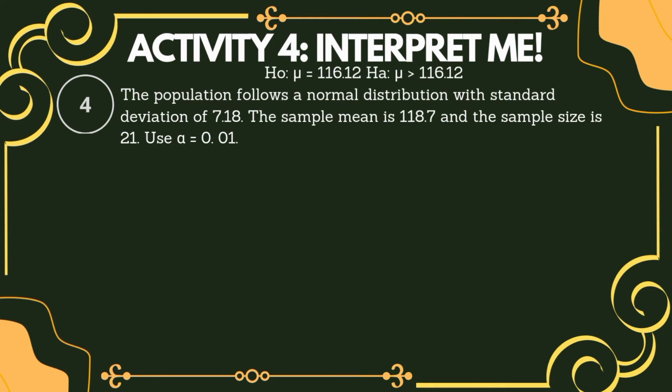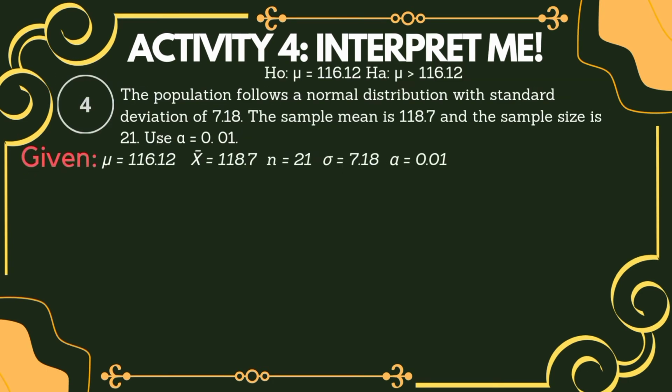For the fourth item, our null hypothesis is equal to 116.12 while the alternative is greater than 116.12. Now, our given will be like this. The population mean is equal to 116.12. The sample mean is 118.7, while 21 is the sample size and the standard deviation is 7.18. Also, our level of significance in this item will be 0.01.